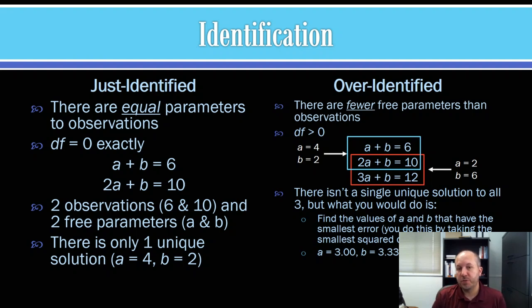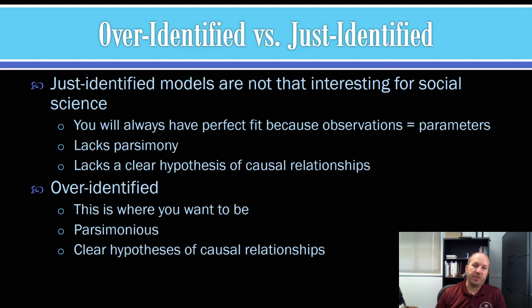So in other words, you have fewer free parameters than observations. So you want your model to be either just identified or over-identified. Between over-identification and just identification, just identified models tend to not be that interesting because you will always have perfect fit for your model, because your observations equal parameters. It's always going to be exactly it.